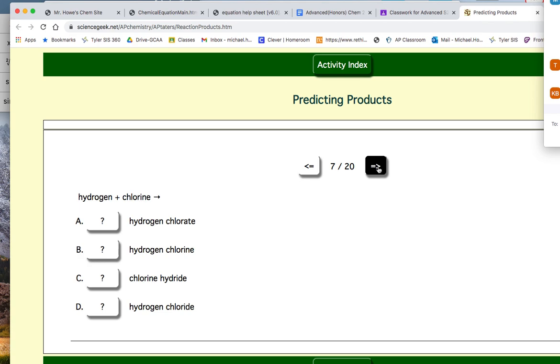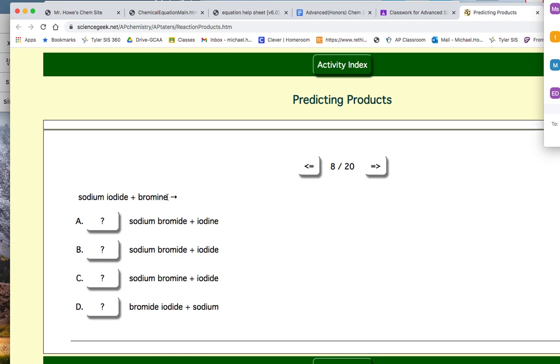All right. Next one. Now, here's one that's different. We haven't run into this yet, but this is a compound here plus an element. So what kind of reaction is this? This is a compound. This is an element. Yeah, that one is single replacement.